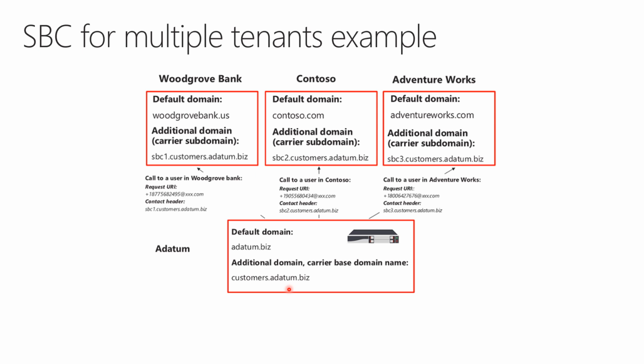They also get a certificate, *.customers.adatum.biz, so that they can support all the different FQDNs that they're going to use. For Woodgrove Bank, they're going to use sbc1.customers.adatum.biz. sbc2.customers.adatum.biz will be used for Contoso, and finally sbc3.customers.adatum.biz will be used for AdventureWorks. And as you can see, now Adatum can serve 3 different customers with a single SBC with a single certificate. Obviously, they can add more customers as they want.